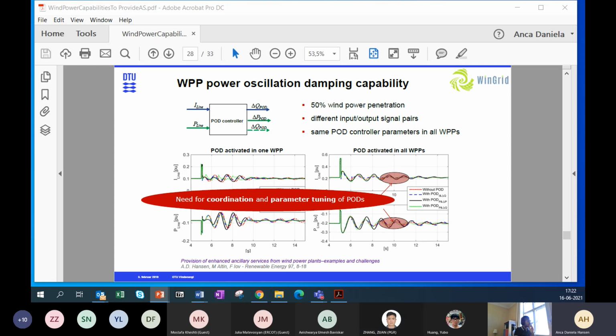If this is the question, I'm not sure that I understood it right. As I said, you can choose different control strategies, and different inputs and outputs you can combine. But your question was related to the dispatching of active power for POD.